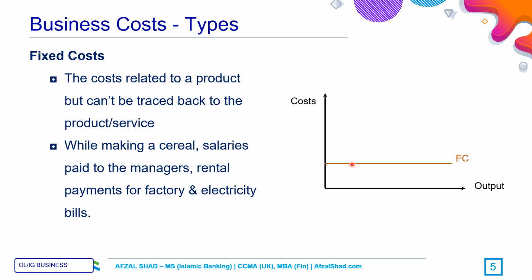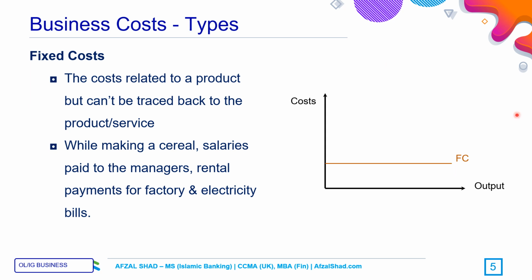Have a look at the picture in front of you. It is never zero. It is fixed at some certain point above zero. Suppose this is 5000. It will remain 5000 whether you produce less or more. The salary of the manager will remain the same. The salary of the CEO will remain the same, whatever the output is. The rent of the factory would remain the same, whether you are producing in one shift or in 3 shifts. The cost of the factory would remain the same. There won't be a big change in it.